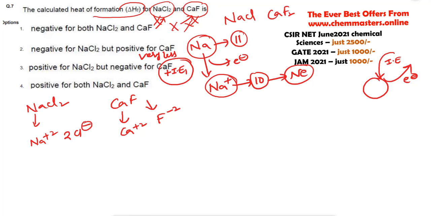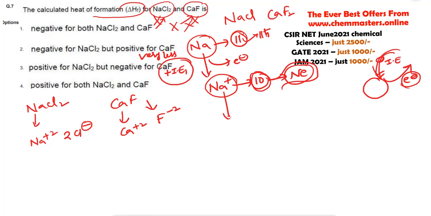Why is less energy required here? Because by just losing that extra electron, the 11th electron, sodium gets 10 electrons, which gives the stablest electronic configuration. So that's why it can easily lose an electron by giving a small amount of energy.